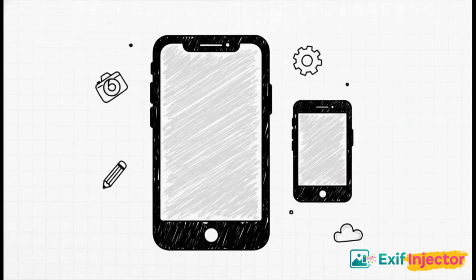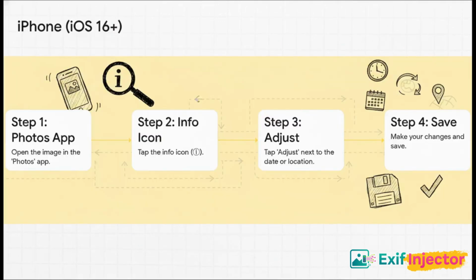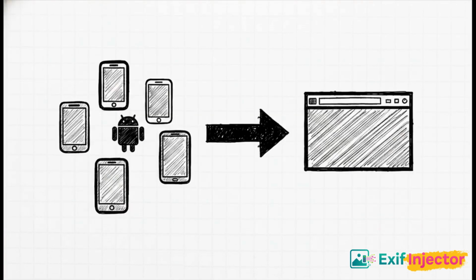But what about your phone? Well, you can actually make some basic changes right on it. If you have a newer iPhone, you can easily tweak the date and location right in the Photos app. Android is a bit different depending on your phone, but a browser-based tool works for everyone.